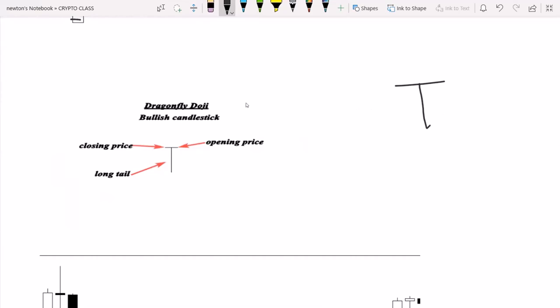Now, this long lower tail shows that there's resistance from the buyers, and they attempt to push the market up. The sellers were actually in control. But all of a sudden, while this candle was forming its long tail going down, the buyers stepped in and pushed the market back up, back to where it opened. In this case, this is actually a bearish candle that was going down, but the buyers were so aggressive that they pushed the market back up, and the market now closed here. This tells you the trend is about to go bullish.